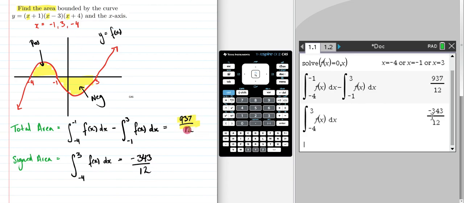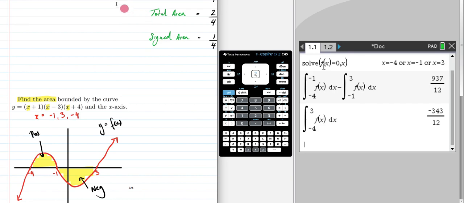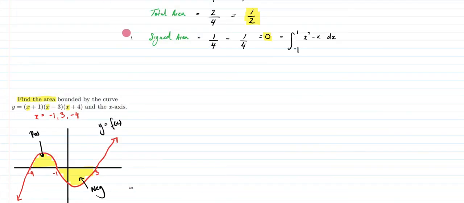I think that's everything I wanted to tell you. Hopefully you feel comfortable using your CAS. Hopefully you know the difference between signed and total areas. And yeah, that is it. It's been a rather long topic, but hopefully all of it made sense.